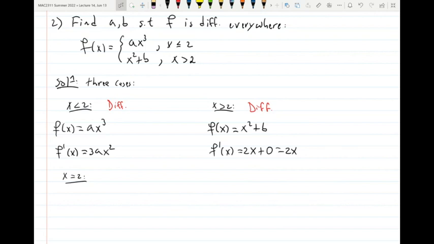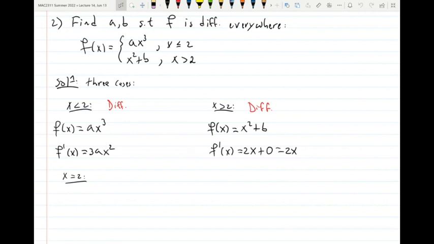You cannot solve for a because you're going to have an x in there. Now remember, we're looking for slopes, right? So if you want to take advantage of this formula, this is telling us that as you come close to 2 from the left, this is the formula that tells you the slope. So at 2, the left side is going to give you 12a, right? When you plug in 2 here, you're going to get 12a. So when you do the left limit, what you're going to get is 12a.